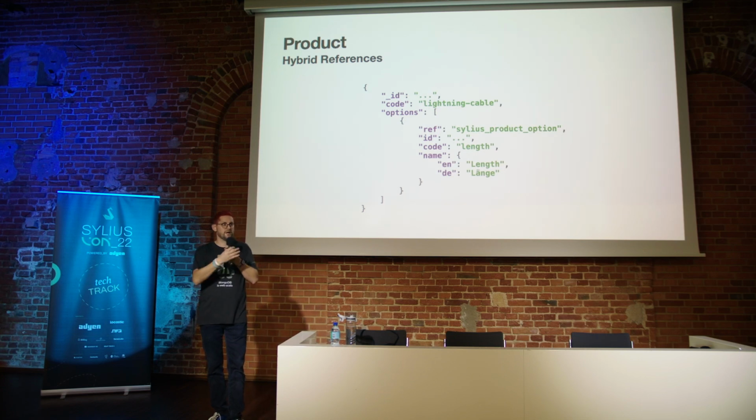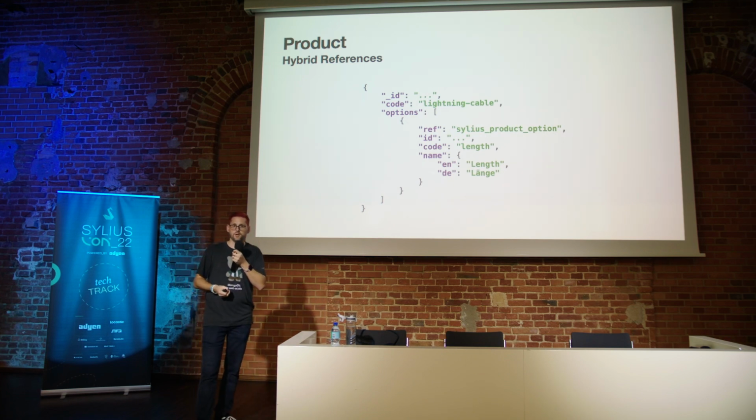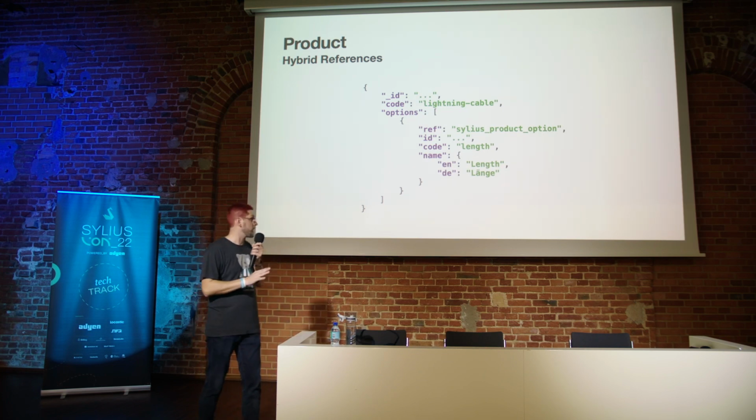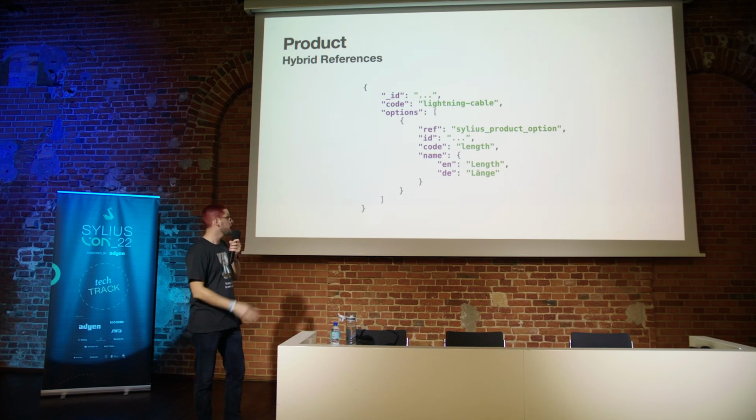We don't just have to store the ID, we can add anything we want to it. So in this case, we could go ahead and say, well, we want to store the code of the option and the name. And anyone that has studied database normalization is probably getting ready to kill me, because this is not kosher. This is like, oh, no, don't do that.